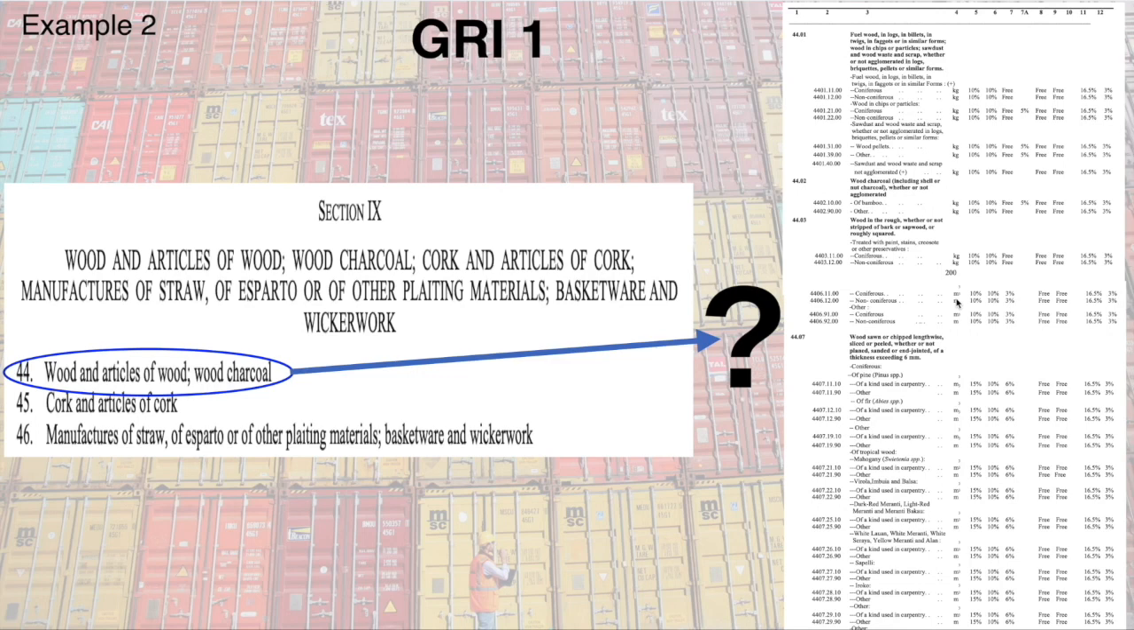Once here inside chapter 44, the problem gets more complicated. There are many headings with different items made of wood, and it is the text of the heading that really matters when we are classifying a merchandise. But now we remember that it is not only the text of the heading that matters. The section and chapter notes also matter. So let's see what they say.